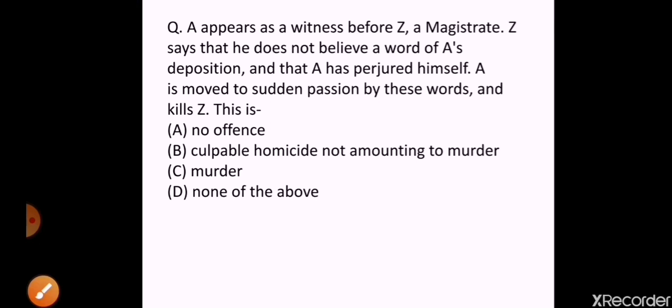The next question is, A appears as a witness before Jet, a magistrate. Jet says that he does not believe a word of A's deposition and that A has perjured himself. A is moved to sudden passion by these words and kills Jet. Options: A, no offence; B, culpable homicide not amounting to murder; C, murder; D, none of the above. This was asked in the Tripura examination 2014, and the correct answer is option C, that is murder. This is illustration D of section 300.